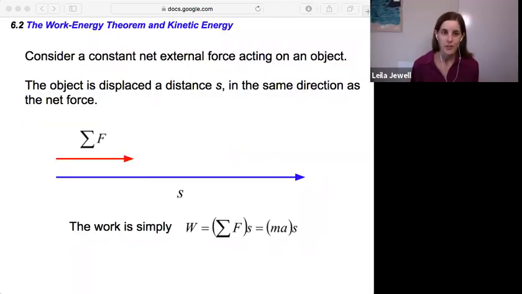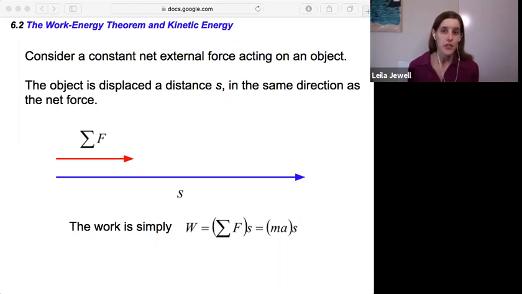Section 6.2, work energy theorem and kinetic energy. So we're going to derive a pretty powerful equation. If you don't like derivations, you can skim over this. If you want more details on the derivation, the textbook has a bit more details as well.